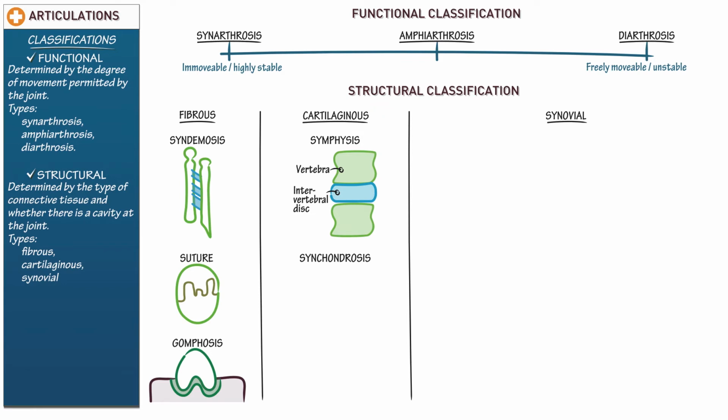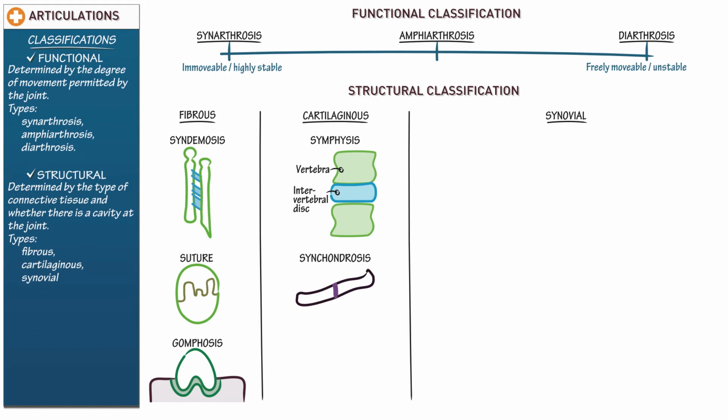Now draw the junction of costal cartilage and a rib. Structurally, it is classified as a synchondrosis joint because it comprises hyaline cartilage, and functionally, it is a synarthrosis joint.